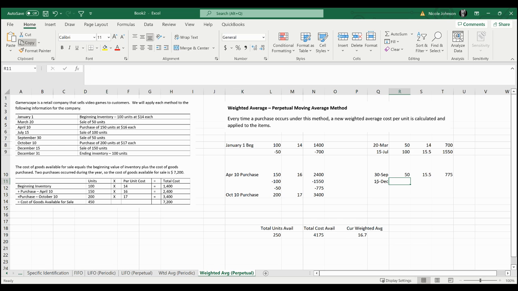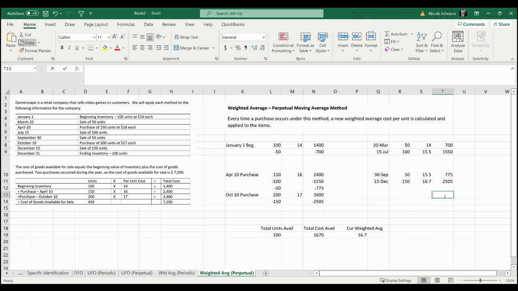December 15th, we sell 150 units at 16.7 per unit for 2,505. And the very last entry we have over there is December 31st. We've got ending inventory of 100 units. We can go ahead and put here negative 150 and negative 2,505. So the weighted average for the remaining 100 units ends up being 1,670.